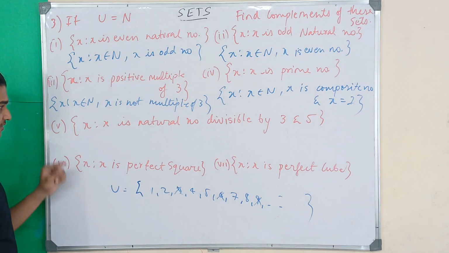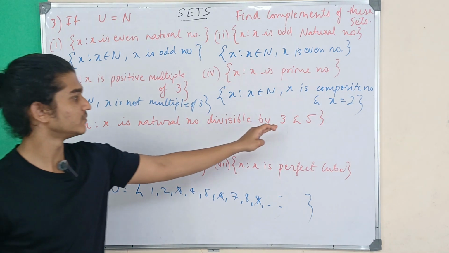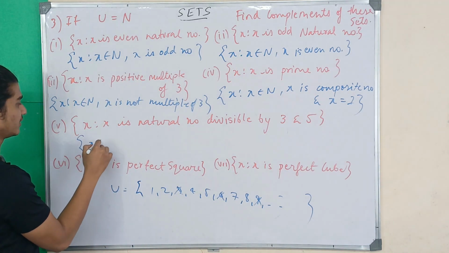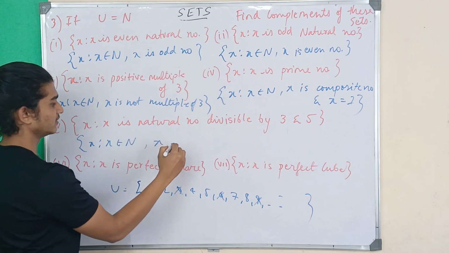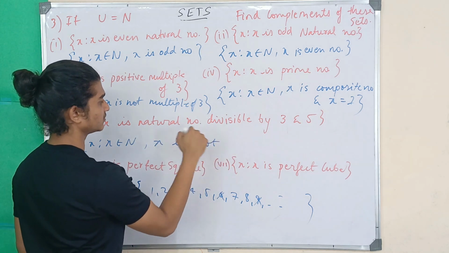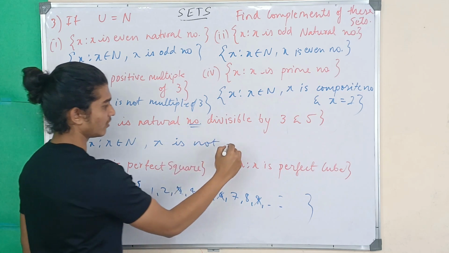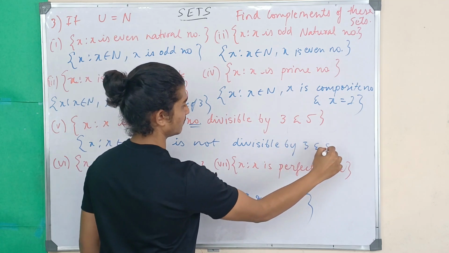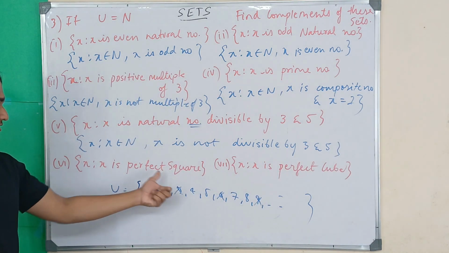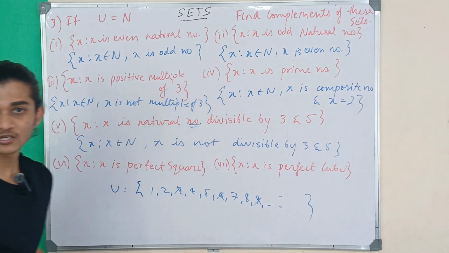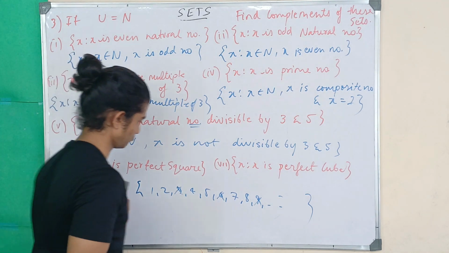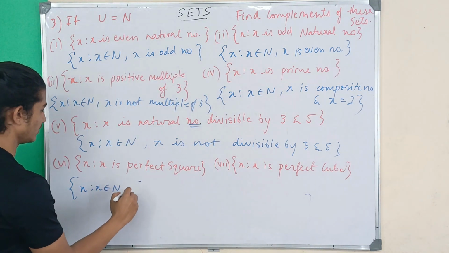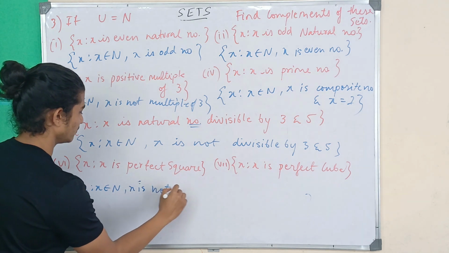Fifth one, set of all x such that x is a natural number divisible by 3 and 5. What is the complement? Which is not divisible. Set of all x such that x is a natural number and x is not divisible by 3 and 5. Easy. Next one, set of all x such that x is a perfect square. If you remove all the perfect squares, what are you left with? The numbers which are not perfect squares. Easy. Set of all x such that x belongs to natural numbers and x is not a perfect square.